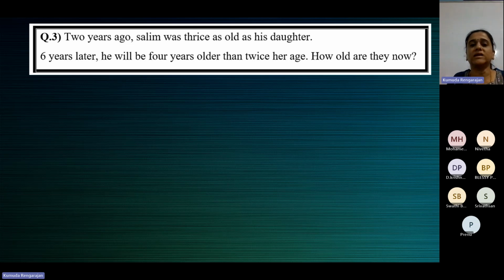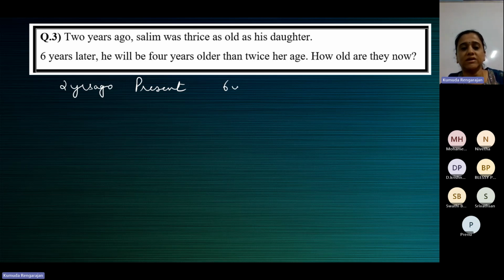2 years ago, Salim was thrice as old as his daughter. 6 years later, he will be 4 years older than twice her age. How old are they now? So, percentages. Ages 2 years ago and ages 6 years later.